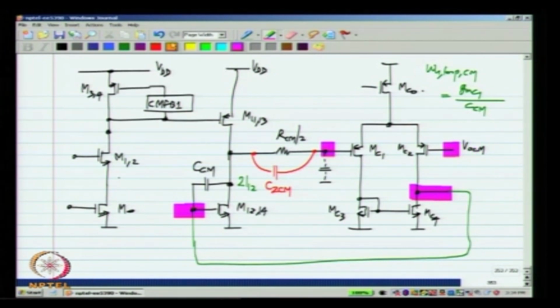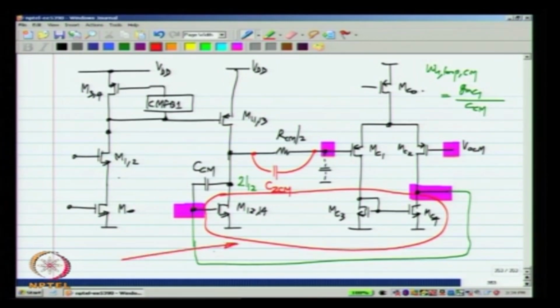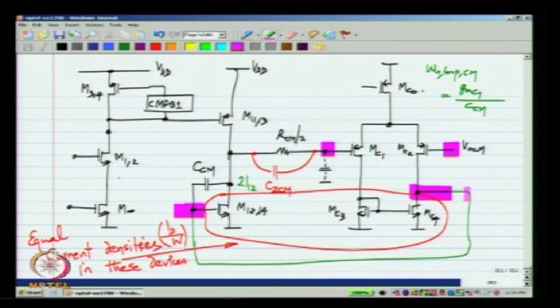Okay. So, to avoid systematic offset, what we need to do is to have equal current densities in these devices. When I say current density, what I mean is the drain current divided by the width of the MOSFET. So, if that is the case, then the voltage that we get out of this in the ideal condition equals the voltage that we need here. So, when we connect it up, the loop will stabilize with this voltage being exactly equal to that voltage.